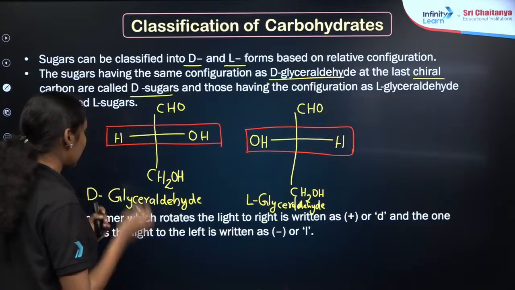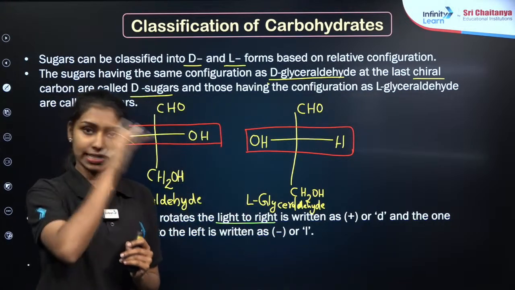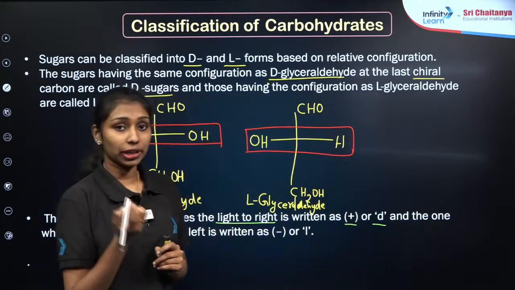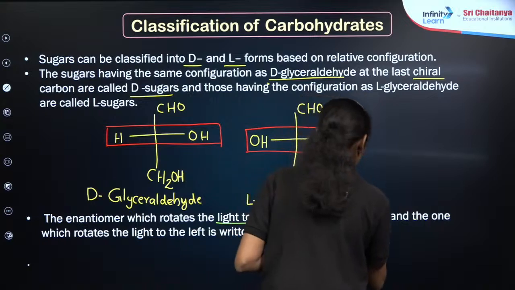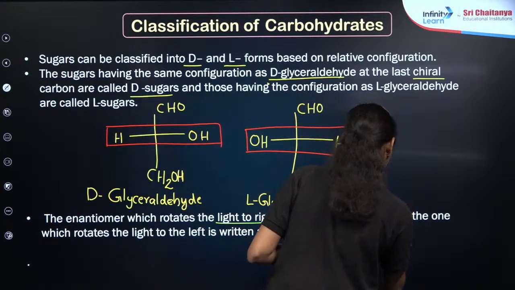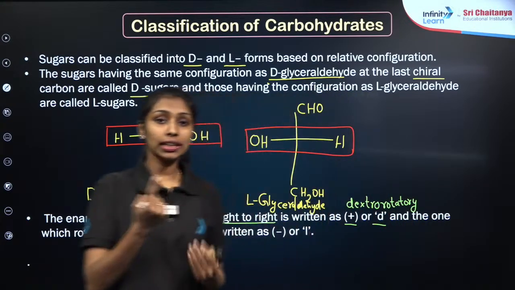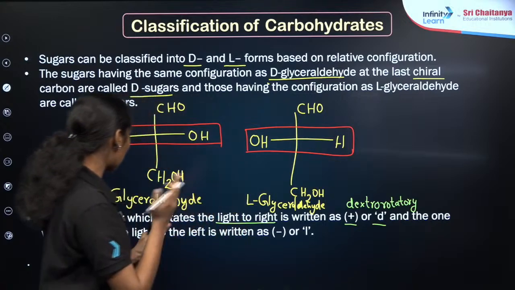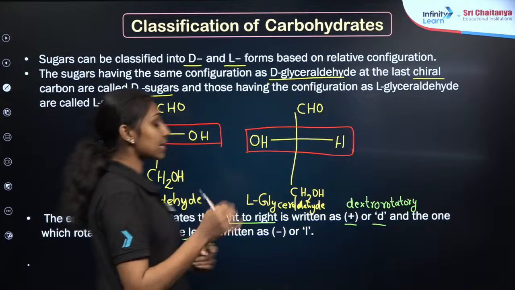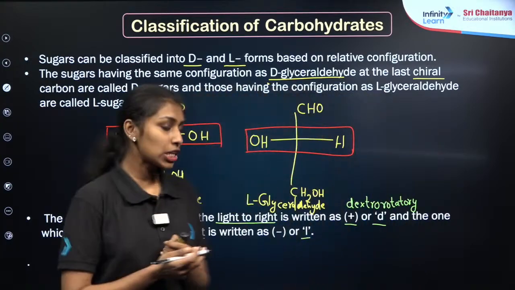As you can see over here, enantiomers which rotate the light to the right, we call dextrorotatory or D. Dextrorotatory or D. It is also termed as plus. Then, if the compound rotates the light to the left side, it is termed as minus or L. L stands for levorotatory. Priyanshi, is that clear?